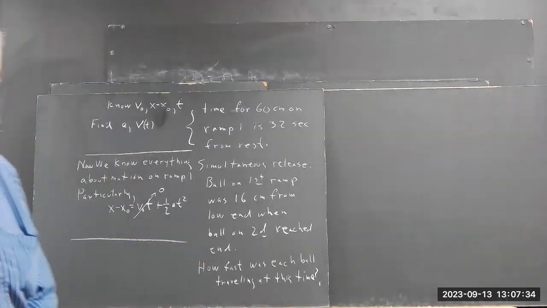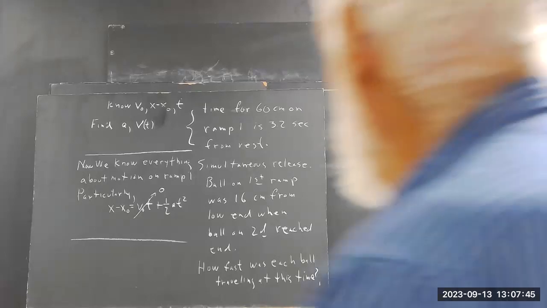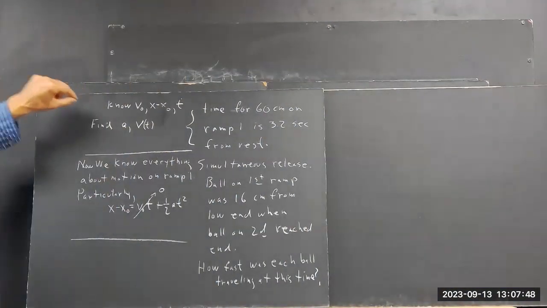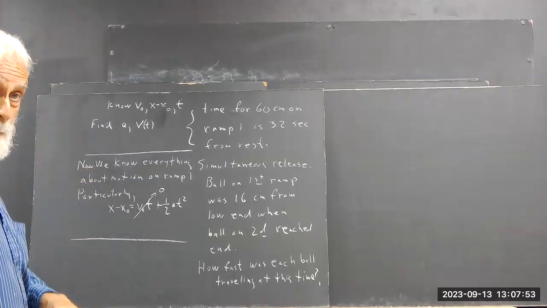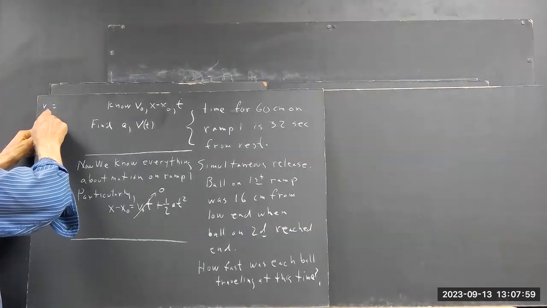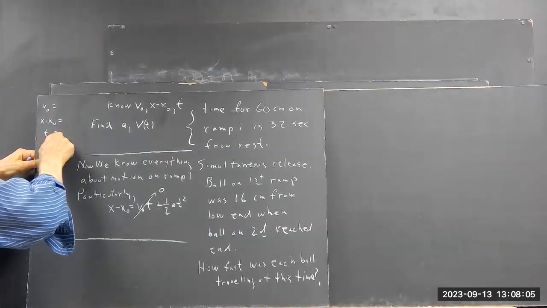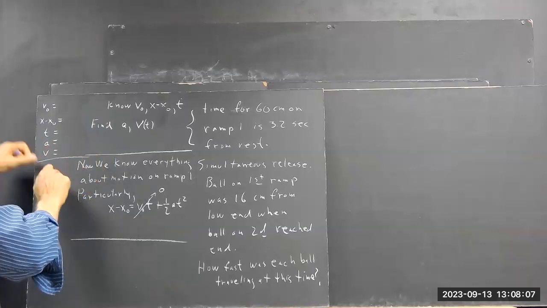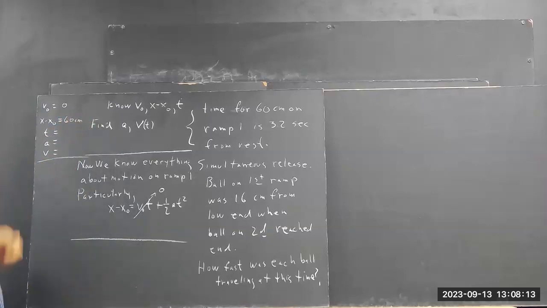Now that's what I mean. When I ask some of you for a synopsis of what you got, if you're to the point where you can give me a synopsis, I would suggest when you get this, you write out v naught equals, x minus x naught equals, t equals, a equals, v equals, okay? So you write that out, and of course, you know v naught, you know x minus x naught, 60 centimeters, not 60.